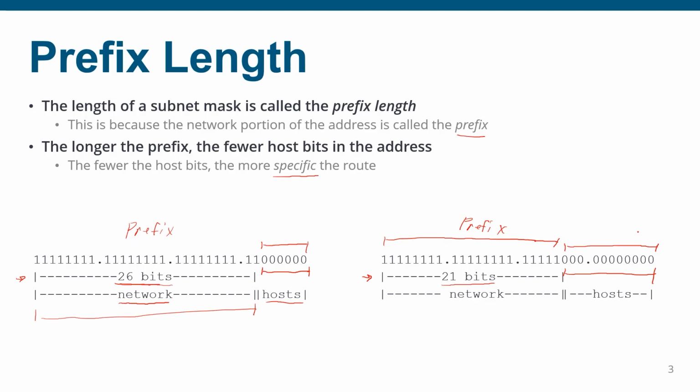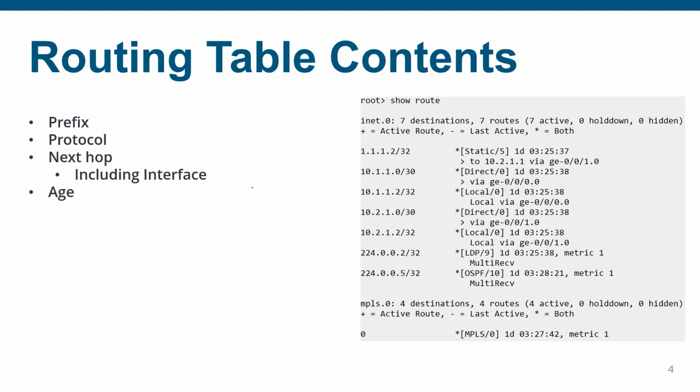Now that we have a sense of what prefix length is and what it means to have a more specific route, let's look at what our routing table contains. Our routing table contains a prefix, the protocol that the routing entry was learned from, the next hop including the interface for that entry, and also the age of that routing entry. On the right, we have an example of a routing table shown on a Juniper device. These are IP version 4 routes.